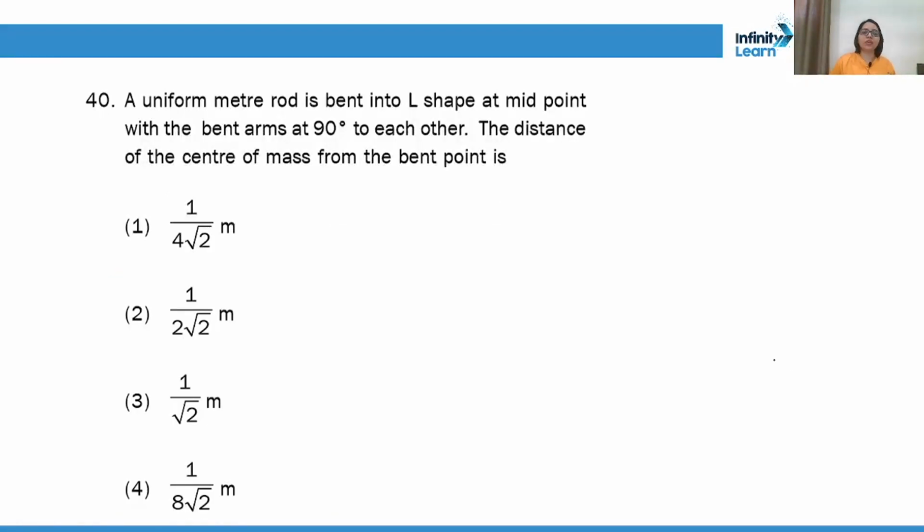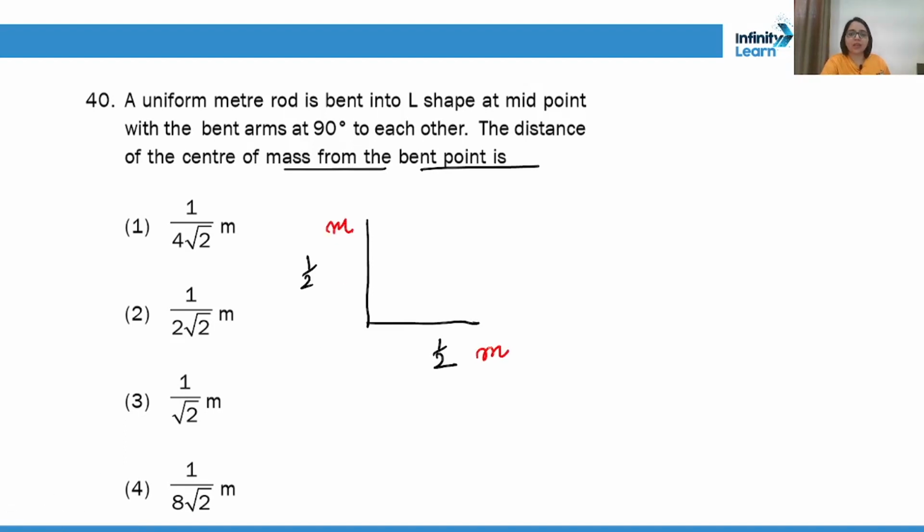Question number 40. A uniform meter rod is bent into an L shape at the midpoint with the bent arms at 90 degrees to each other, like this. So this will be half meter, this will be half meter. The distance of the center of mass from the bent point is? Let's say this part has mass m and this part also has mass m, equal halves. The center of mass of the first half lies at its center, at a distance 1/4. So it is (0, 1/4), and the center of mass of the second horizontal rod will be (1/4, 0).